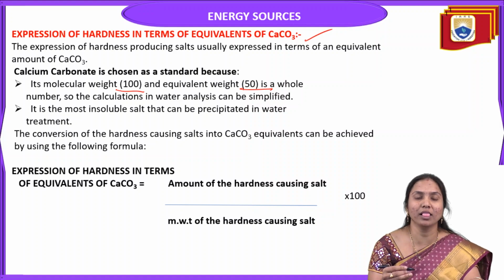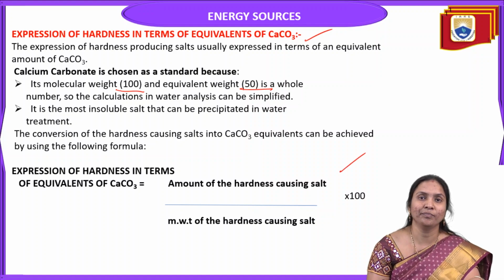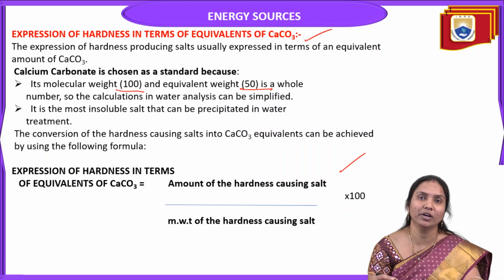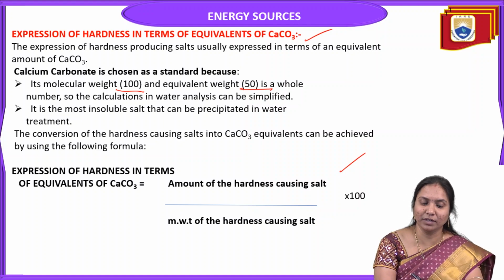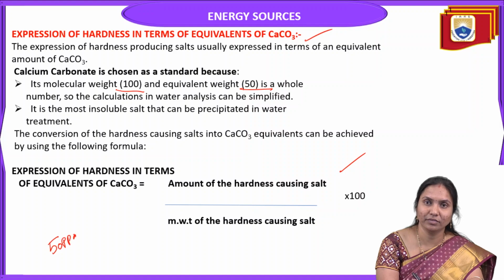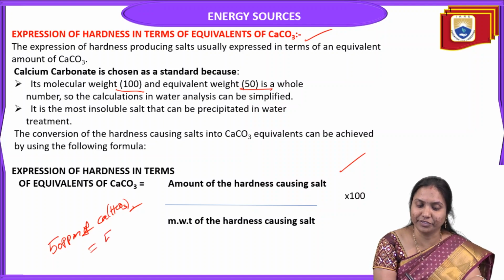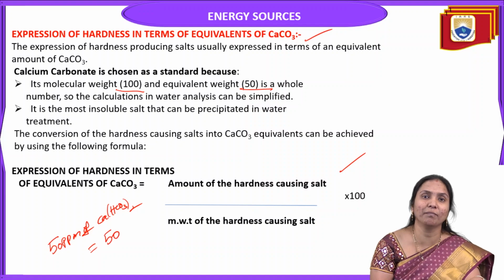So how can we convert all the hardness causing salts into CaCO3 equivalent? By using this formula: weight or amount of hardness causing salt by molecular weight of hardness causing salt into 100. For example, 50 ppm of calcium bicarbonate present in water. Here, what is the weight of hardness causing salt? That means the weight of calcium bicarbonate, which is 50 ppm.